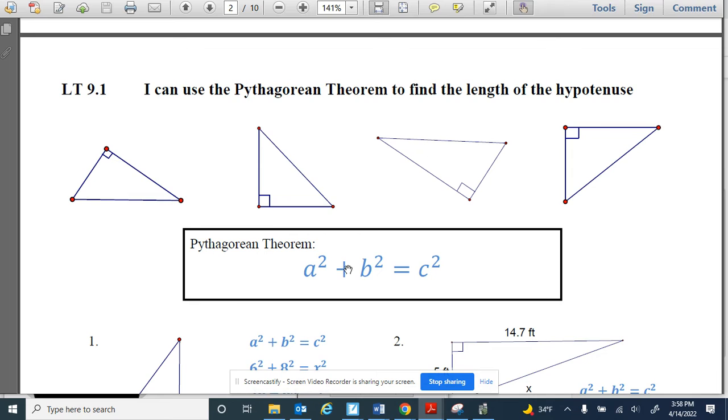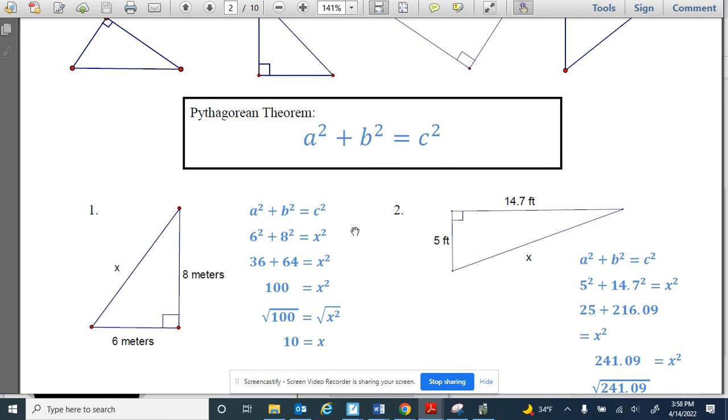So we're going to go ahead and look at the Pythagorean theorem. And this is useful to find the legs or the hypotenuse. And it's only looking at right triangles. So whenever we have right triangles, what we can do is take the two small sides, the two legs of the right triangle, and we're going to take those sides and square them, and we're going to get the hypotenuse. So it's a squared plus b squared equals c squared.